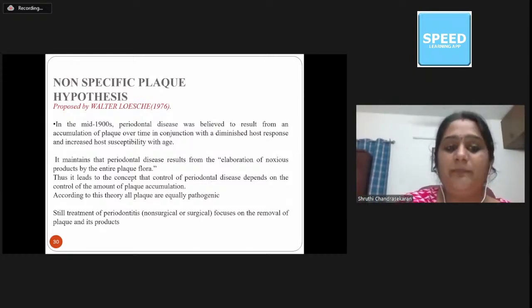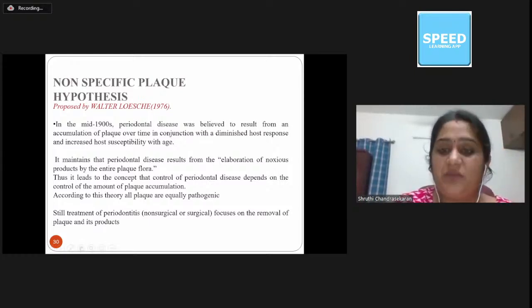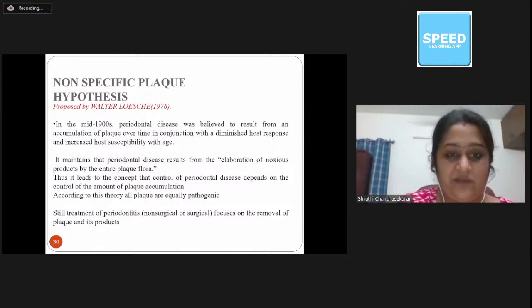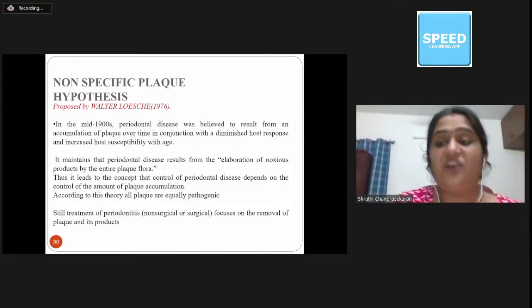So in the mid-1900s, periodontal disease was believed to result from an accumulation of plaque over time with a diminished host response and increased susceptibility with age. So the non-specific plaque hypothesis says it's the quantity of the plaque which plays an important role and not the quality of the plaque.